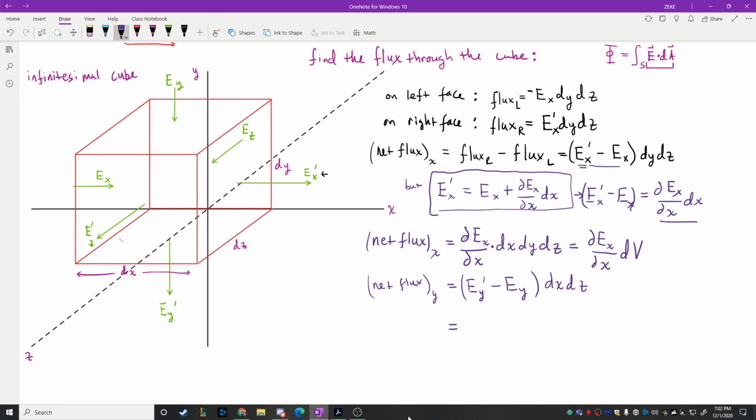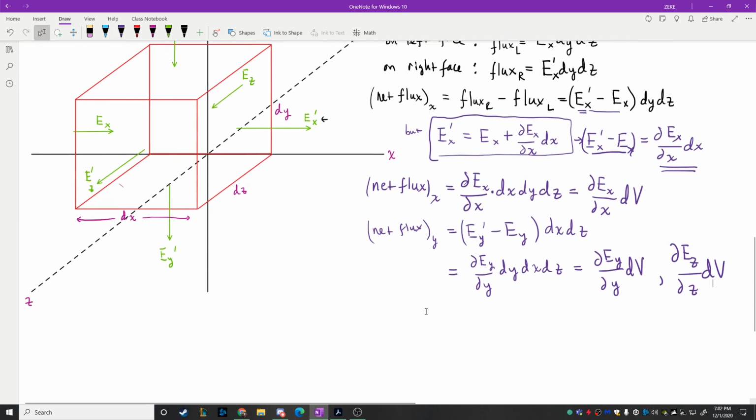And then if you look at the left-hand side of this equation and the right-hand side of the equation, you'll notice there's x's at every single point. So if I want to get EY prime minus EY, all I need to do is del EY del Y dy, and then dy times dx times dz, which is also equal to del EY del Y dv. And then the third one you're going to get is going to be del EZ del Z dv.